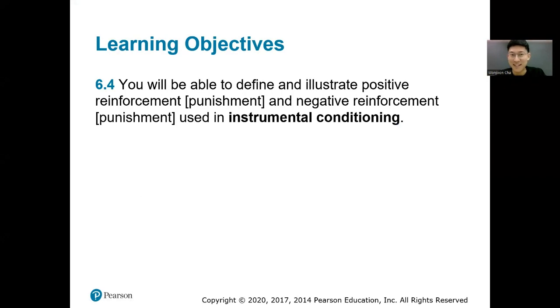I'm going to give you 5 seconds. Let's read aloud the learning objective one last time. You'll be able to define and illustrate positive reinforcement and punishment and negative reinforcement and punishment used in instrumental conditioning.